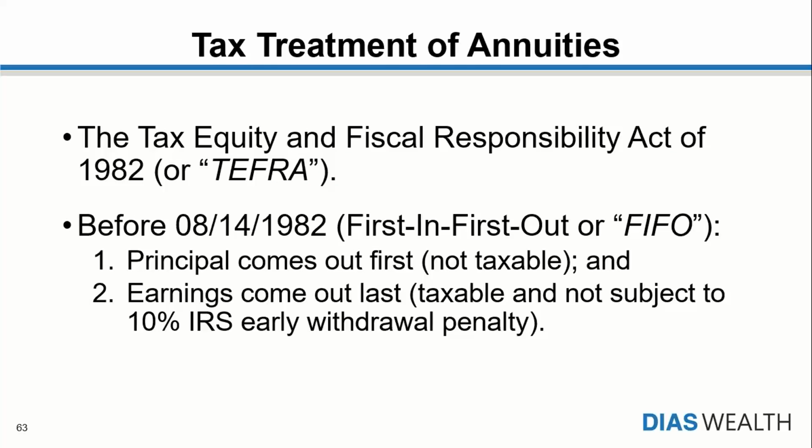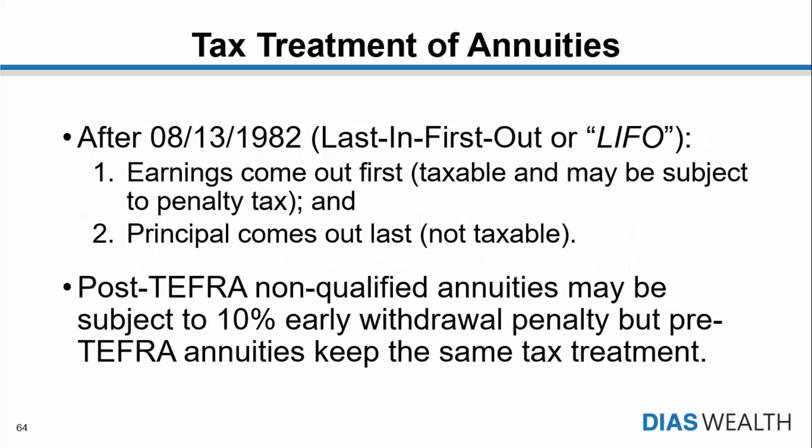And then we'll talk about TEFRA. First in, first out, and last in, first out. Before 8/14/1942, you had first in, first out rules. Principal came out first, not taxable, and then the earnings came out last. They were not subject to the 10% early withdrawal penalty. However, all annuities since after 8/13/1982 are last in, first out. Earnings come out first, taxable, subject to penalty tax, and then the principal comes out last.